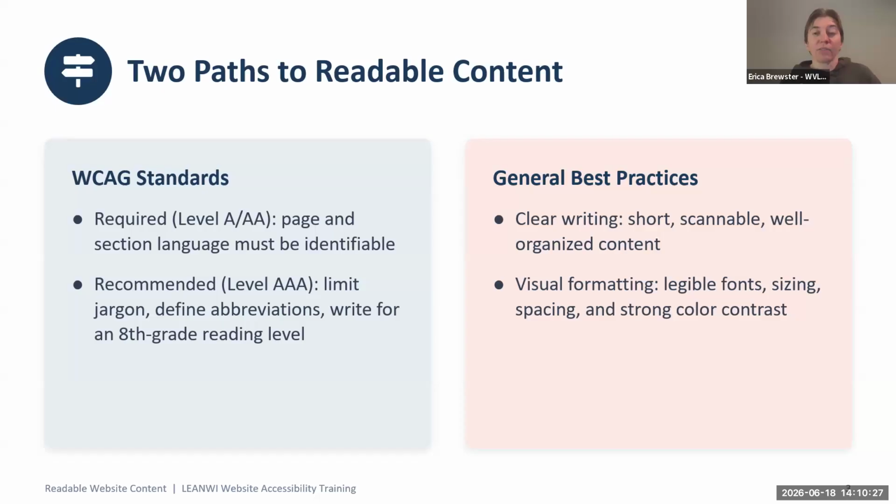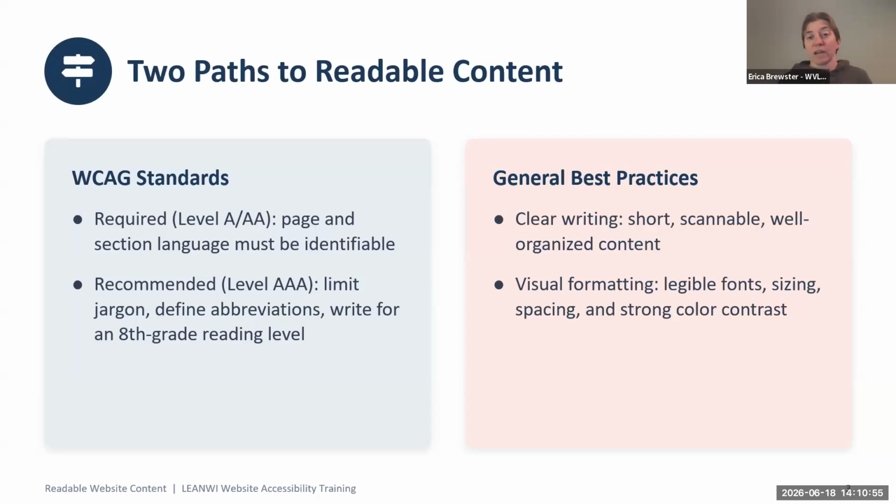Level triple A are things that we are not required to meet as standards, but they are really good things for us to be thinking about. Maybe someday this will be a required standard, and maybe you want to work towards it. These basically come down to limiting the jargon you use on the website, defining abbreviations that are used, and writing at a middle school, seventh or eighth grade reading level.